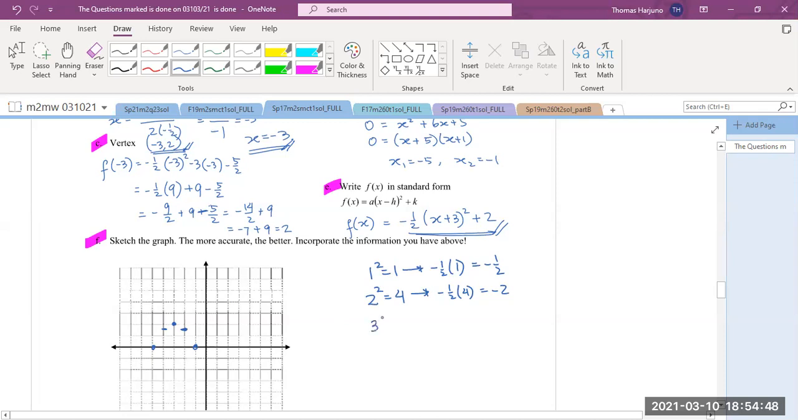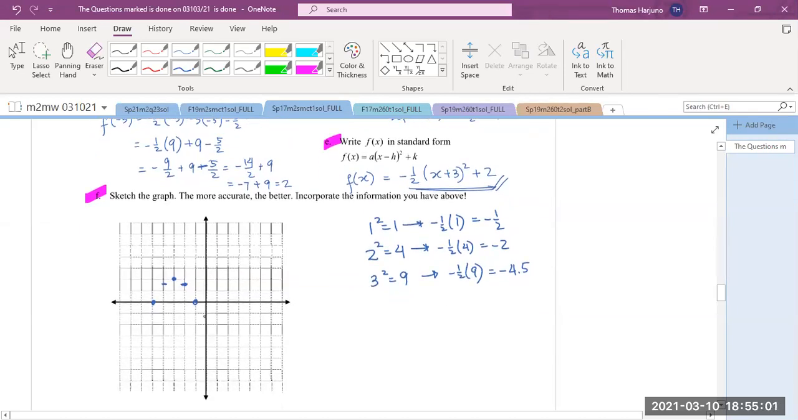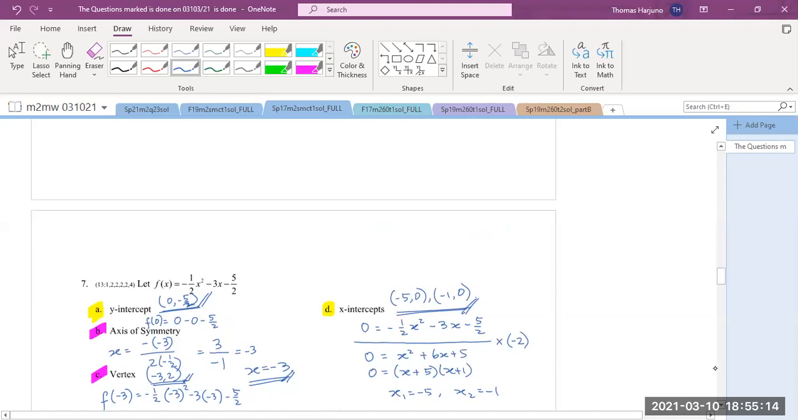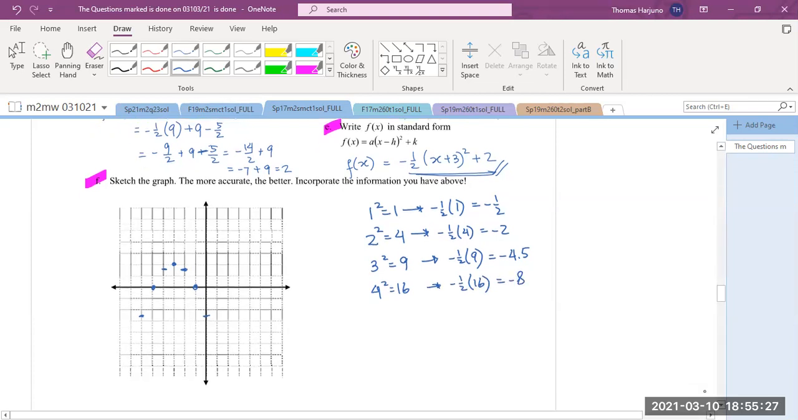Okay, 3 units to the left or right, supposed to go up 9, but because of the -1/2, we go down 4.5 instead. So the y-intercept is (0, -2.5), that's -5/2. Oh yeah, that's right. Now if we go 4 units to the left or right, supposed to go up 16, but because of the -1/2, we go down 8 instead. So go 4 units to the right, go down 8, 2, and then another 6 is here.